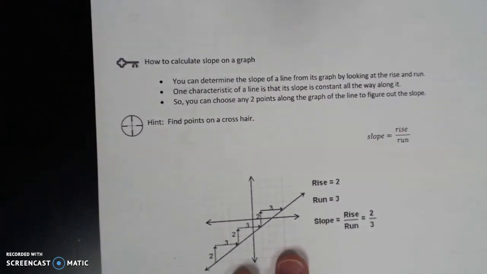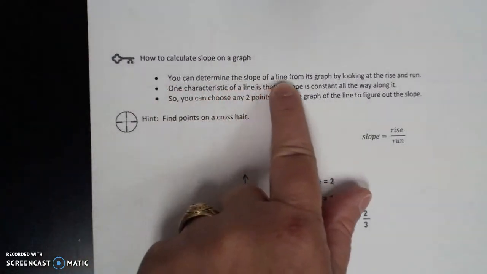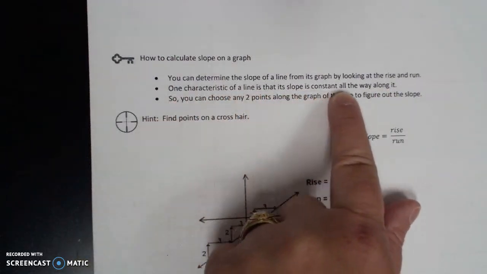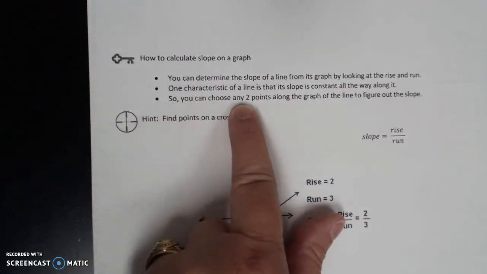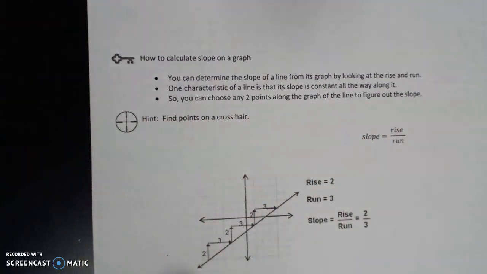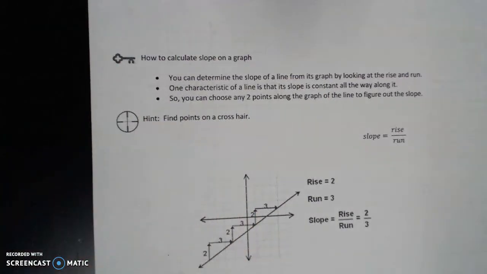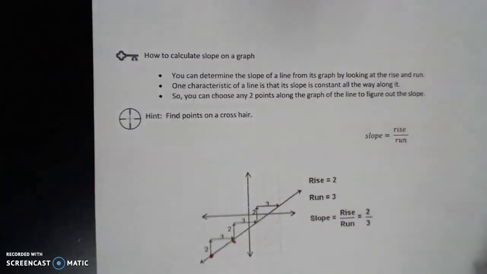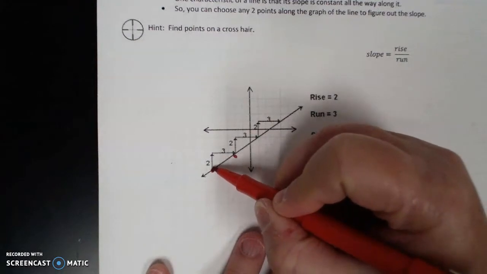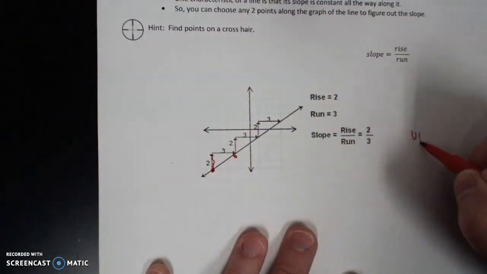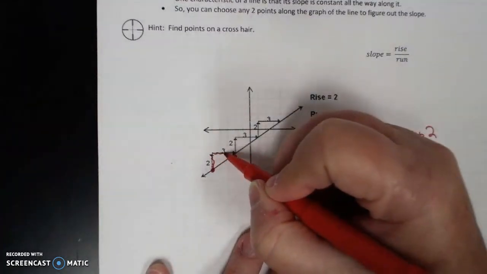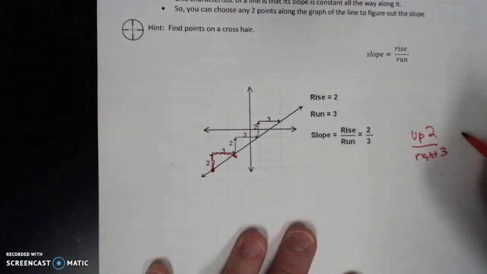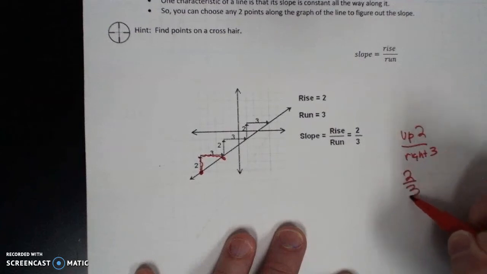Okay. How to calculate slope from a graph. You can determine the slope of a line from its graph by looking at the rise and run. One characteristic of a line is that its slope is constant all the way along it. And so you can choose any two points along the line and figure out slope. Find the crosshairs. So you're looking for numbers on here. I'm going to have a dot and a dot on the line. I'm going to count up 2, right 3. And up is positive and right is positive, so my answer would be 2/3.